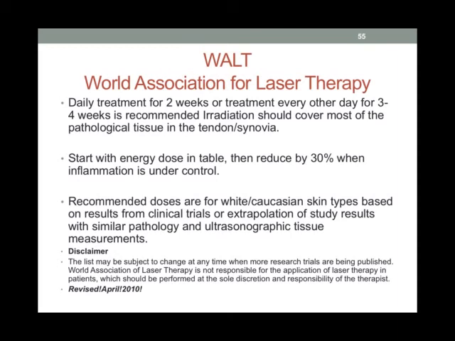Okay. For the irradiation, the beam should cover most of the pathological tissue in the tendon, or in the synovia when you're using it for arthritis. What they recommend is to start with the energy dose that's in the table, but then as the inflammation comes under control and the healing continues, you can start to reduce it by about 30%.